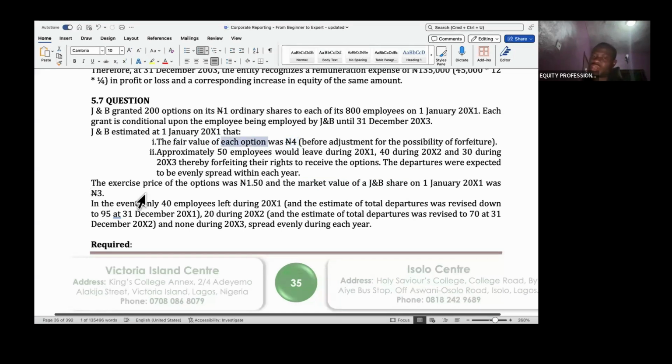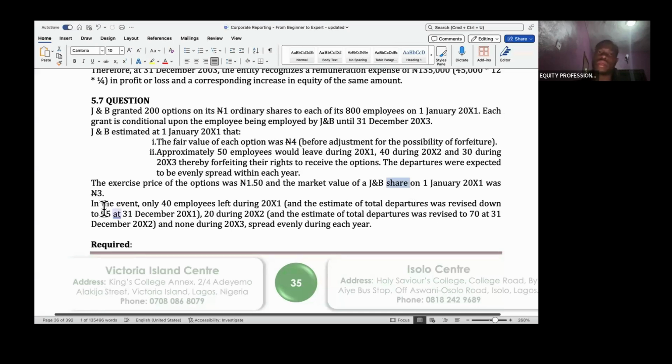But this ₦3 is the market value of the shares themselves. The shares are different, and we don't need the market value of the shares at the grant date. What we need is the market value of the option, because that's what we want to measure. That is what we are giving to our employees.